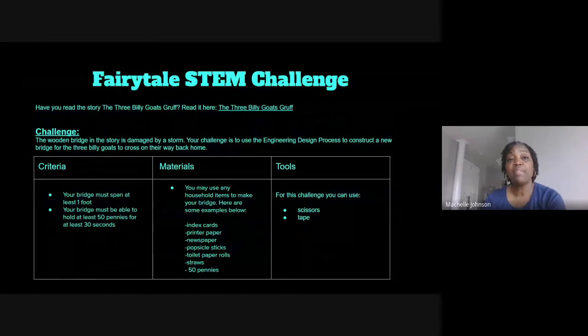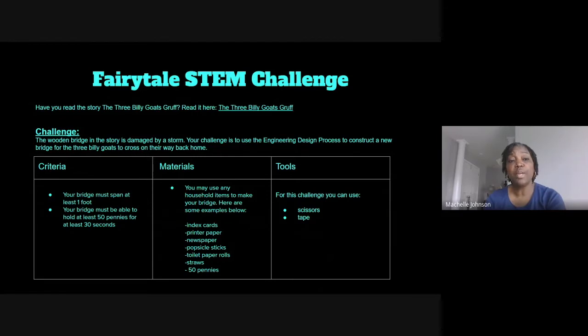Now, as we get to our fairy tale STEM challenge, you are going to be asked to read the story of Three Billy Goats Gruff. And then your challenge says, the wooden bridge in the story is damaged by a storm. Your challenge is to use the engineering design process to construct a new bridge for the three Billy Goats to cross on their way back home.